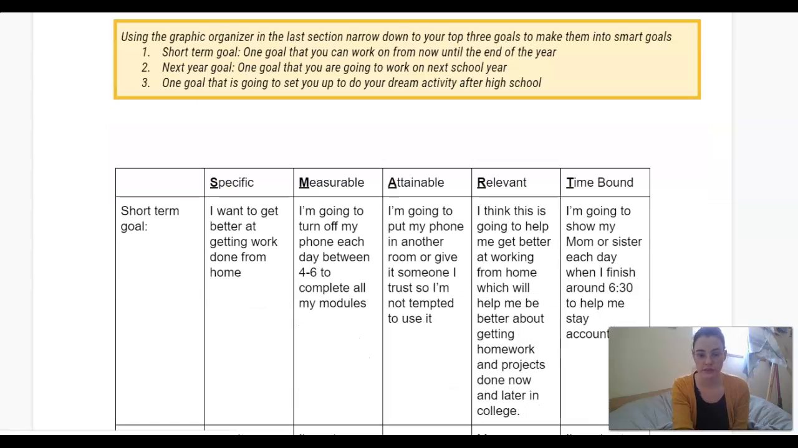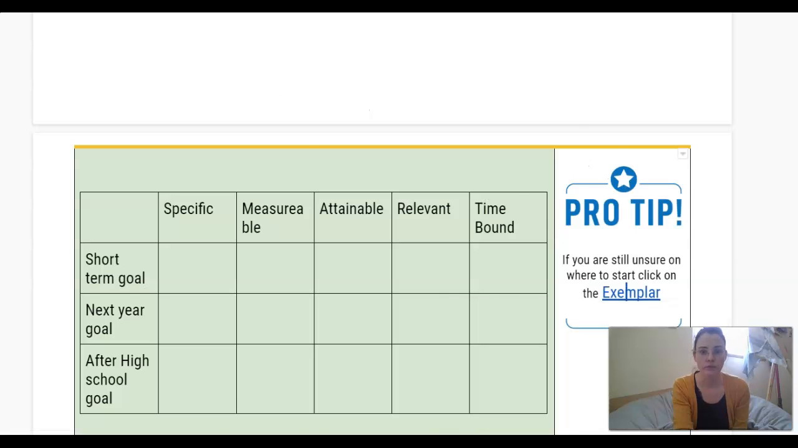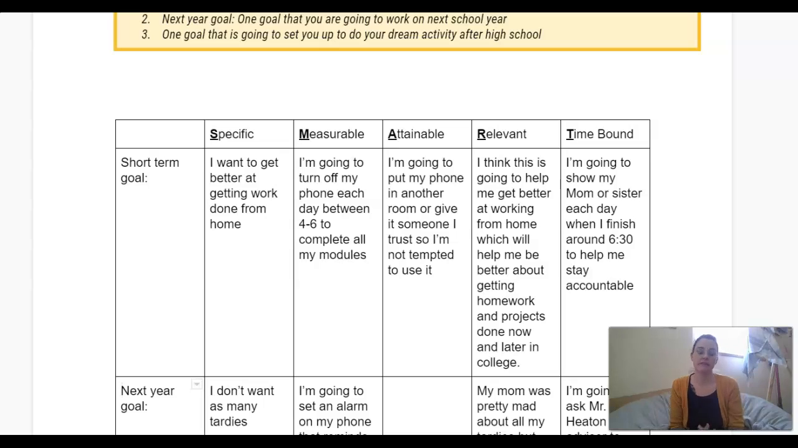So first things first, it needs to be specific. And what I mean by specific is you can't just be like, oh, I want to be better at school. Well, yeah, we all do. It would be great if it just came easy. But you need to identify, what is that specific thing that you're missing that you would like to change, that you would like to do.